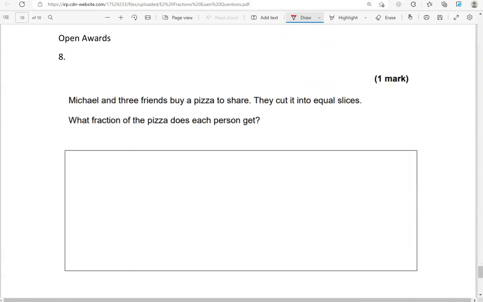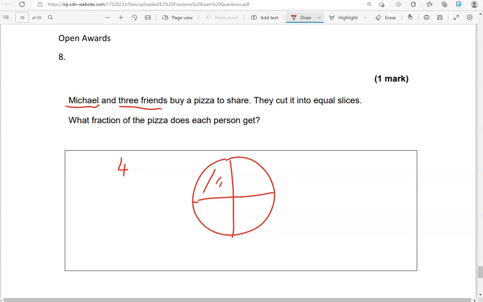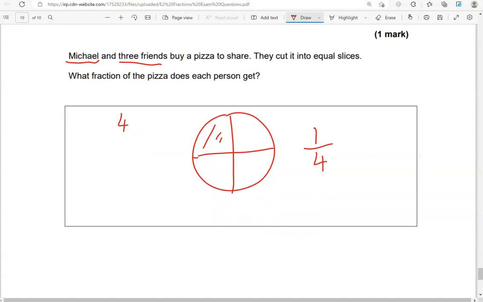Michael and 3 friends buy a pizza to share. So it's Michael and 3 friends. So that's 4 of them. 4 friends. They cut it into equal slices. What fraction of the pizza does each person get? So if you cut the pizza into 4 equal slices, one of them will be a quarter. So each person gets a quarter of the pizza. And this is the end of the questions.